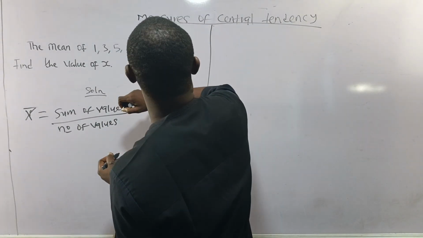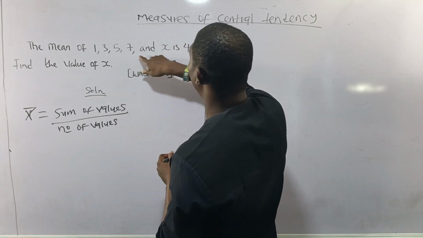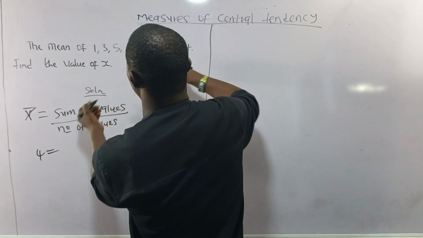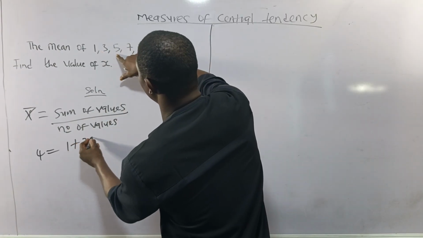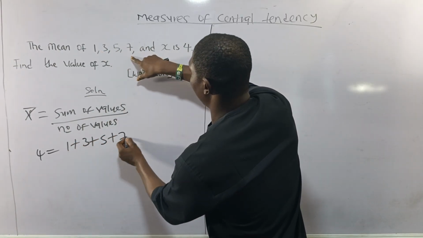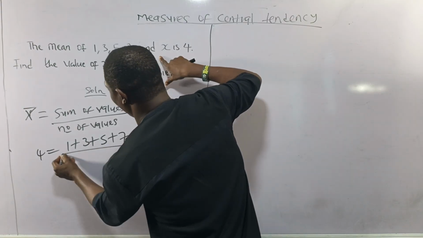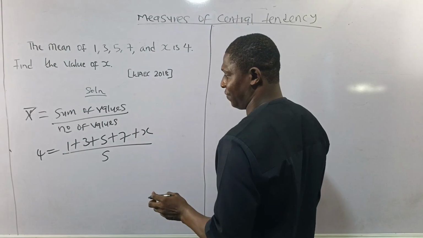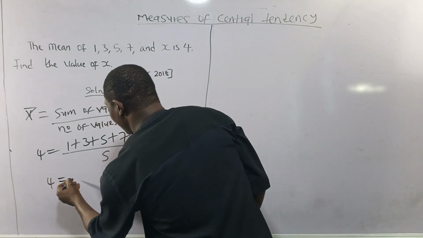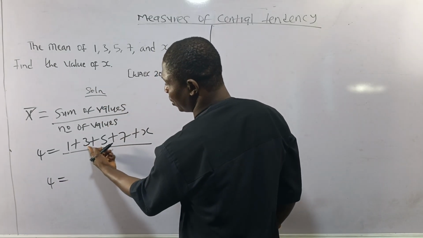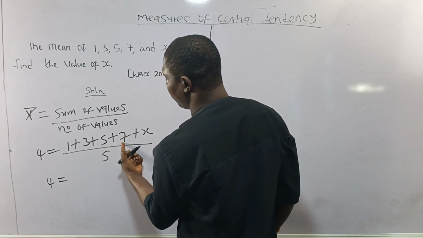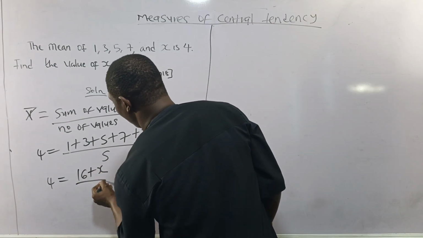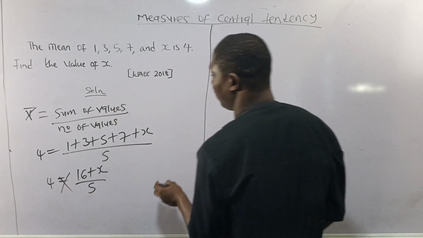Now, the mean was given. It said the mean of all these is 4. So my mean is 4. The sum of the values is 1 plus 3 plus 5 plus 7 plus x, all divided by how many? 1, 2, 3, 4, 5. Divided by 5. Now I'll have 4 equals 1 plus this. 1 plus 3 is 4. 4 plus 5 is 9. 9 plus 7 is 16. So I have 16 plus x all over 5, and I'll cross multiply.